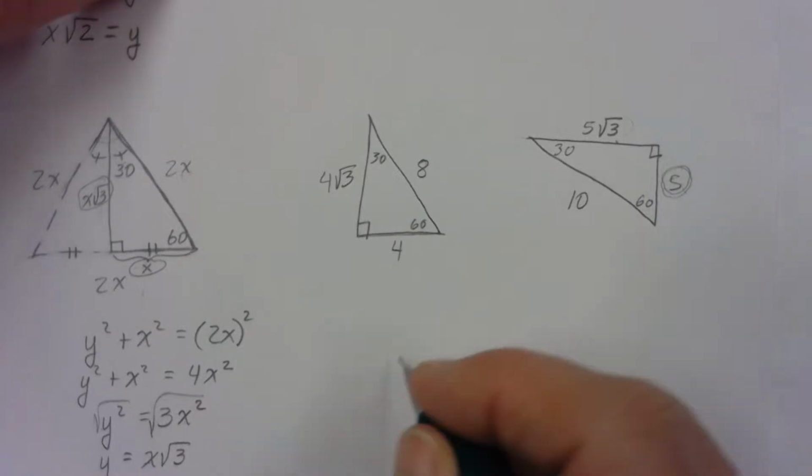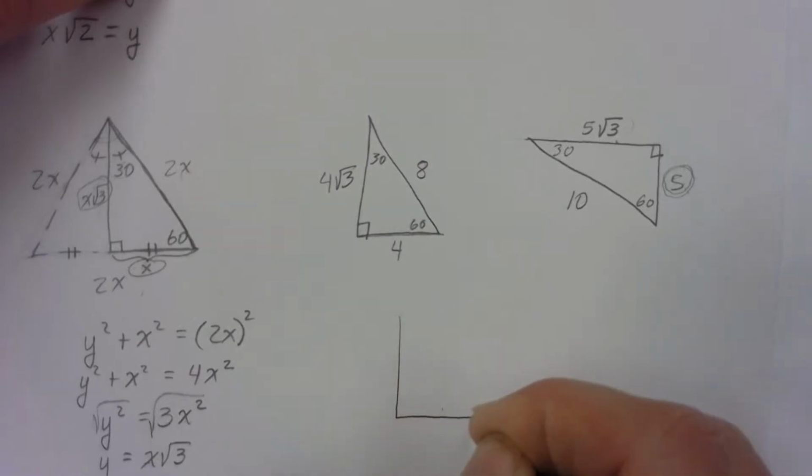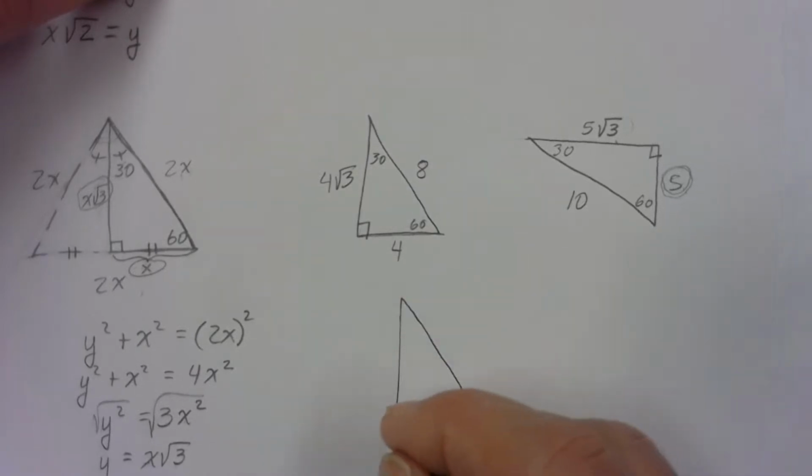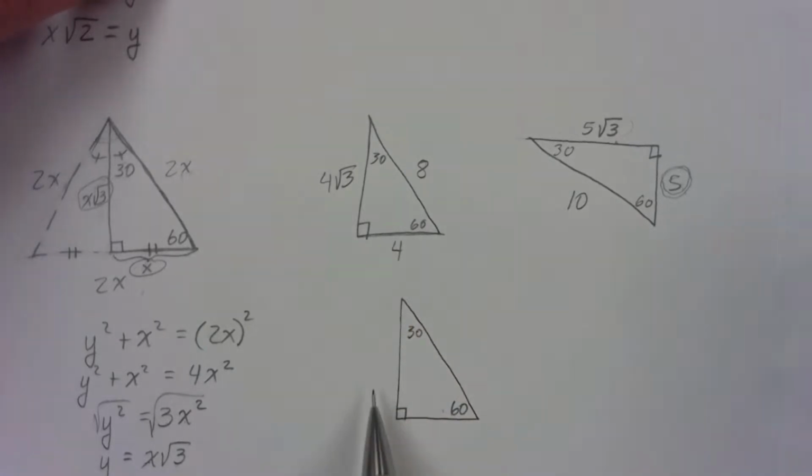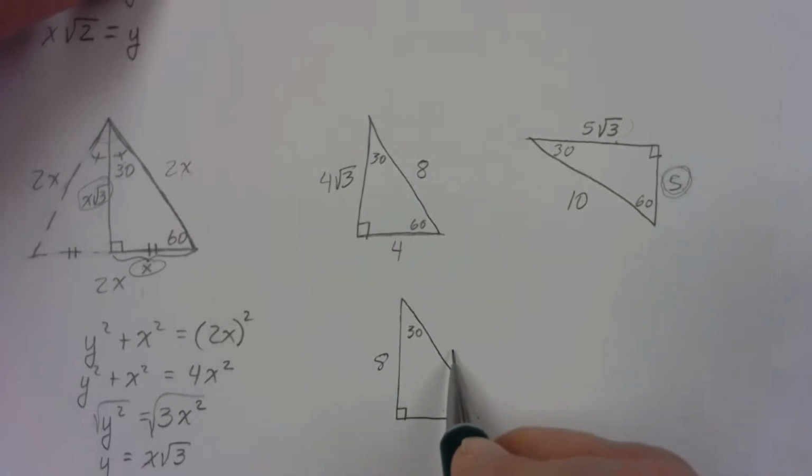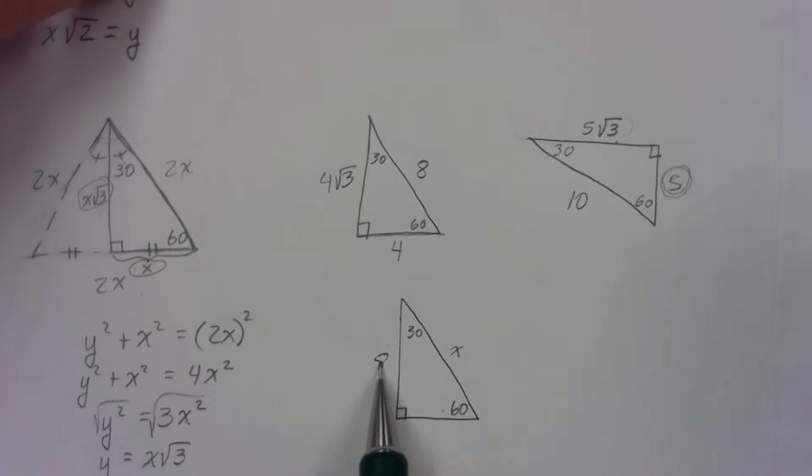So let's see what happens if I give you the long leg. Let's say that I tell you there's a 30, 60, 90, and I tell you that this long leg over here is 8. Find this. Don't go from here to here. Go from here to here. The short leg is what you always want to find if it's not handed to you.